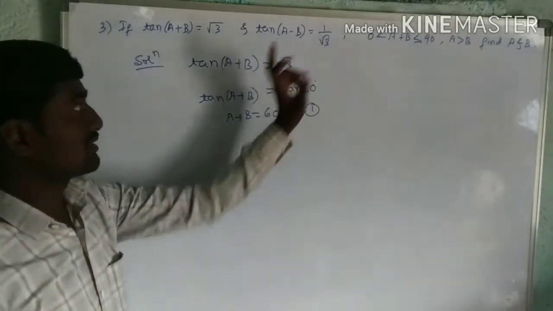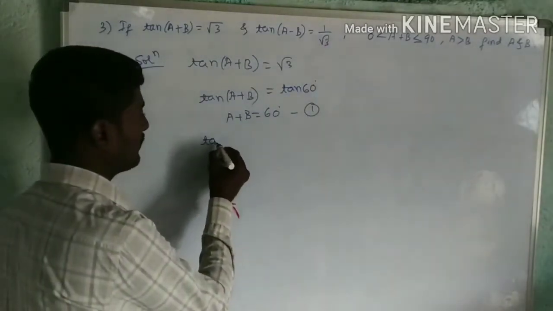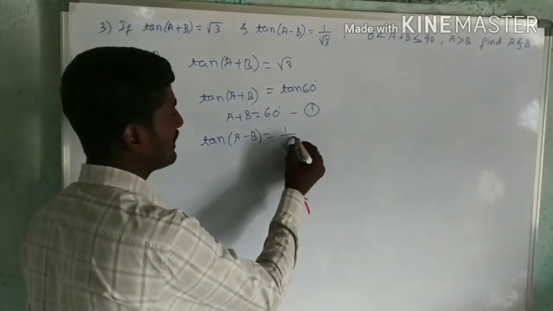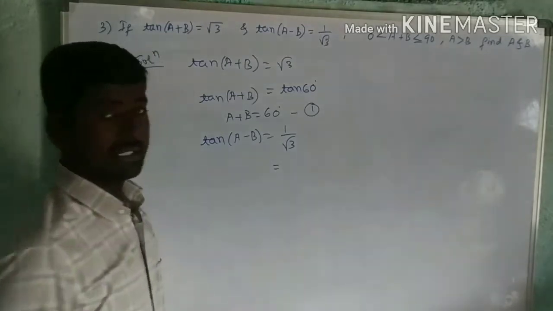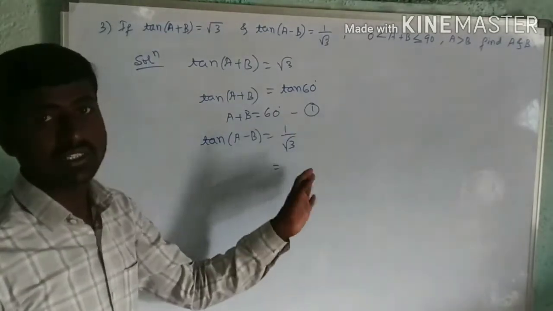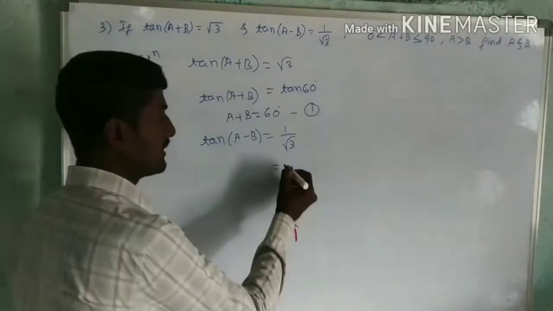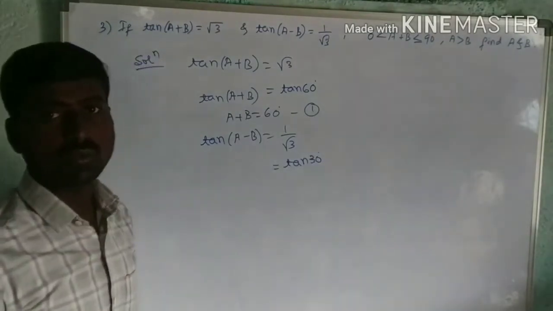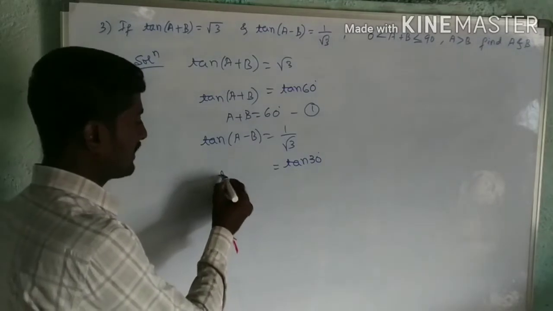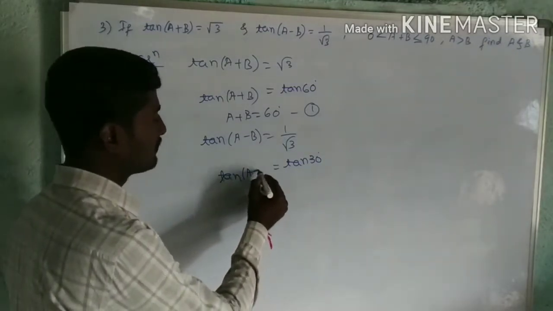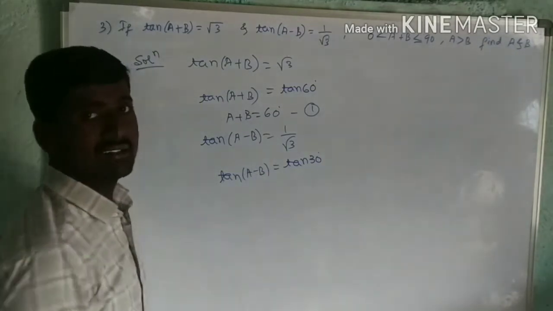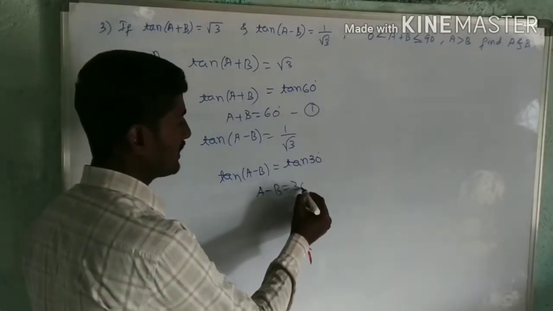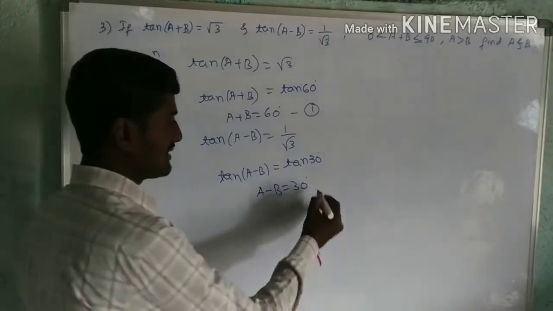Then another condition is given. That is tan of a minus b is equal to 1 divided by root 3. Again, here also I have to express 1 by root 3 in terms of tan. So that is tan 30 degrees, which is equal to 1 divided by root 3. On the left side it is tan of a minus b. Now both sides tan will get cancelled. Here I am getting a minus b is equal to 30 degrees. Now I will call this equation number 2.